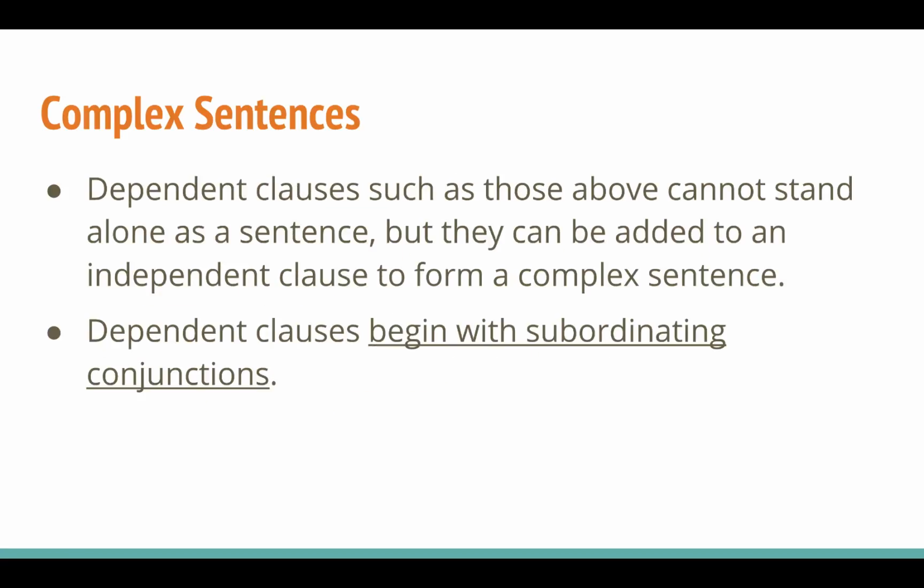Dependent clauses such as those above cannot stand alone as a sentence. They cannot be their own sentence, but they can be added to an independent clause to form a complex sentence. Dependent clauses begin with subordinating conjunctions. We'll take a look at what those are here in a second.